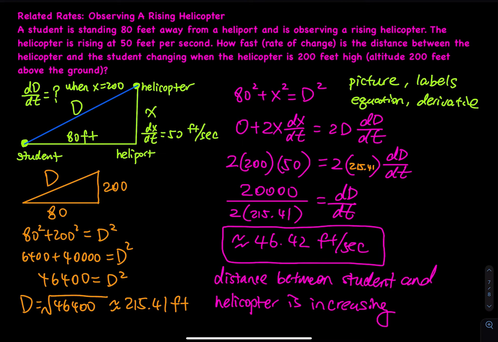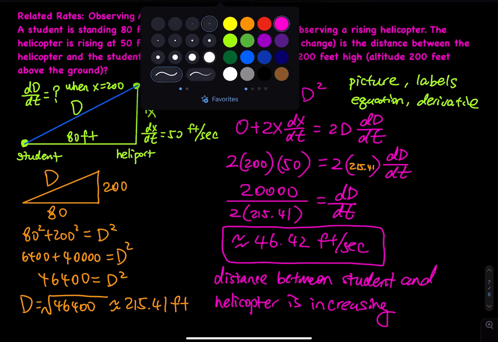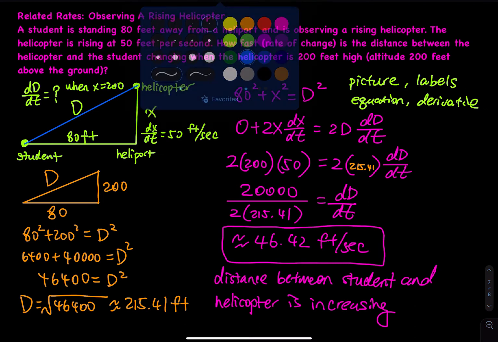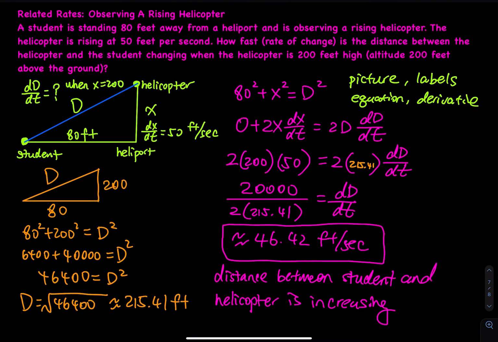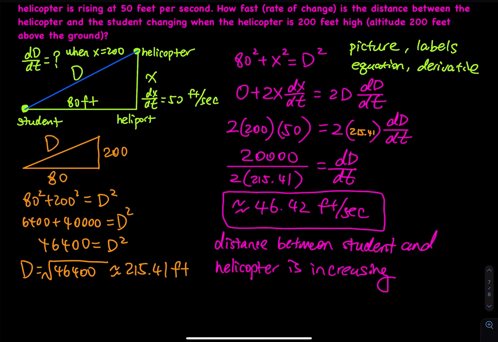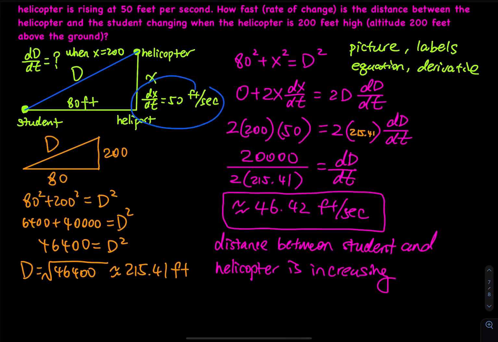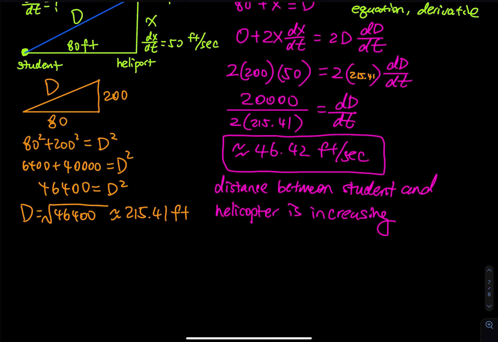So let's do a what if. Every single problem has a what if, right? So let me switch to another color. So I want to do a what if. What is dx/dt equal to? So this time, do you see that? I gave you a dD/dt. So we set up another what if to find dx/dt. So how fast is the altitude changing? What is dx/dt equal to?